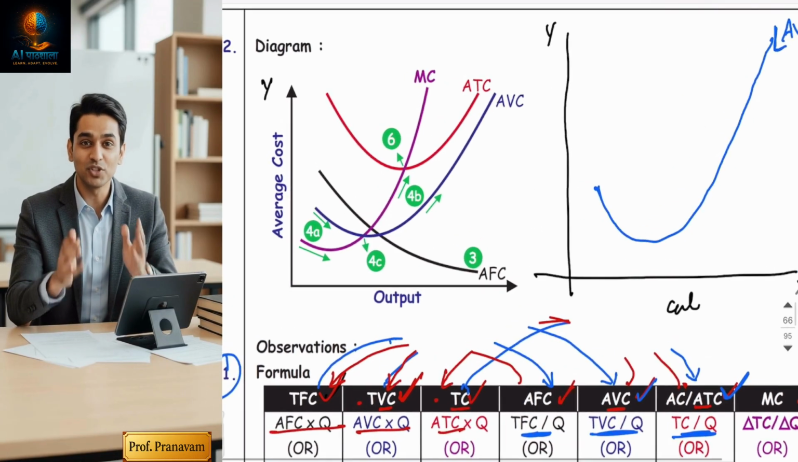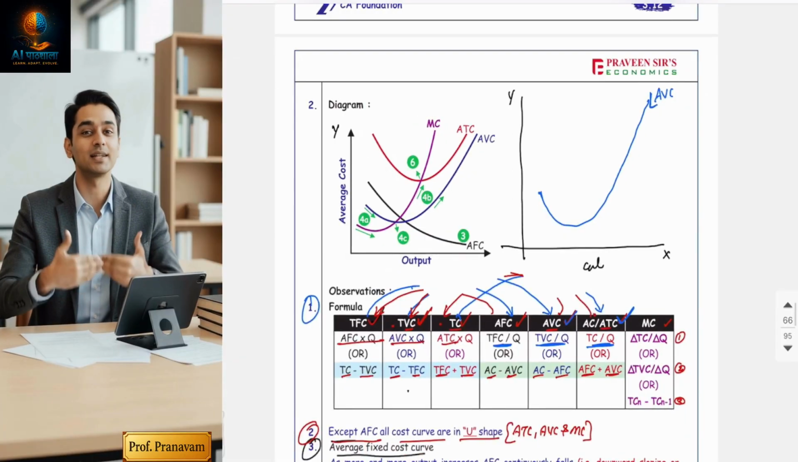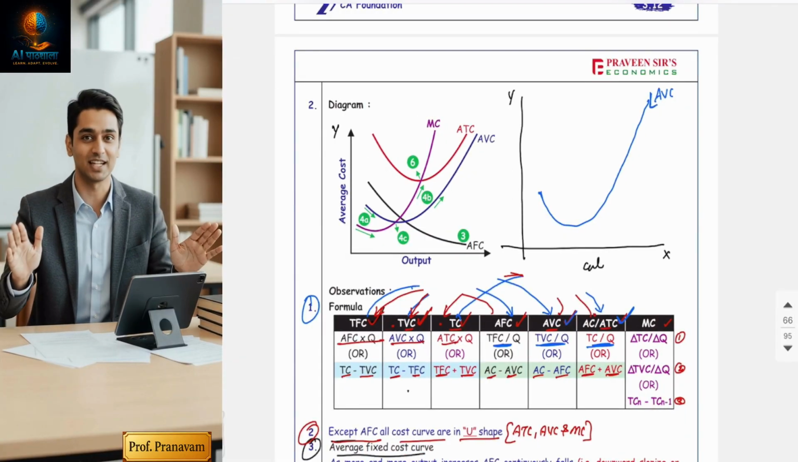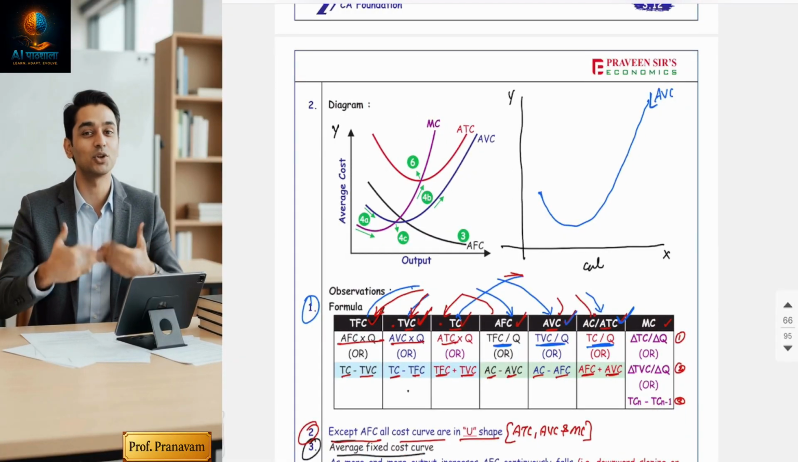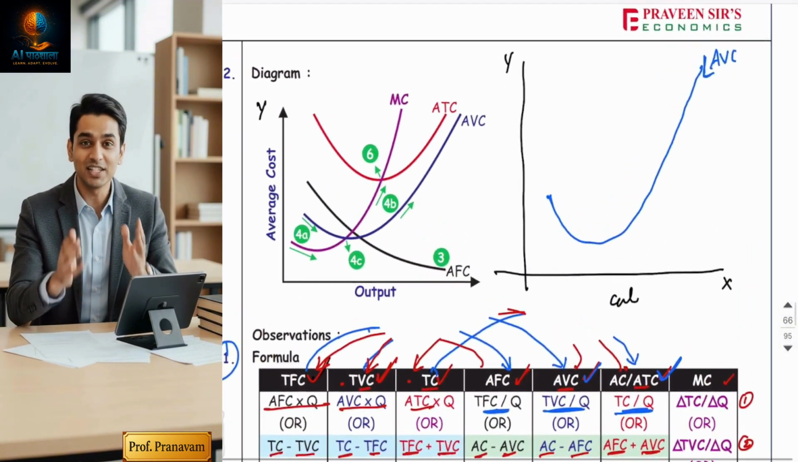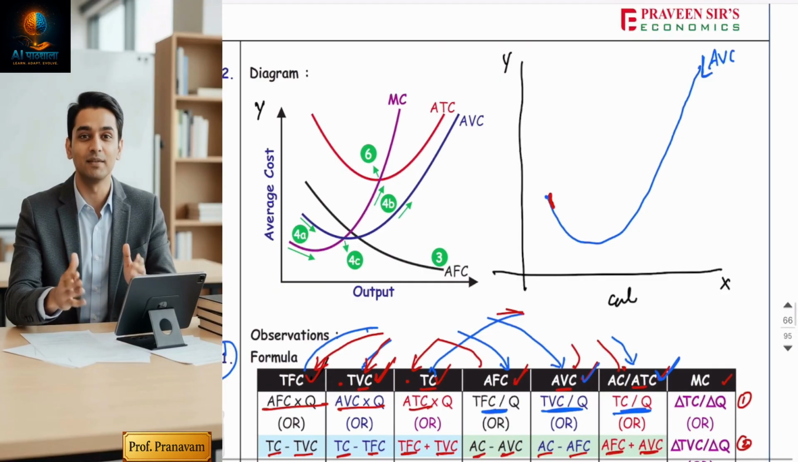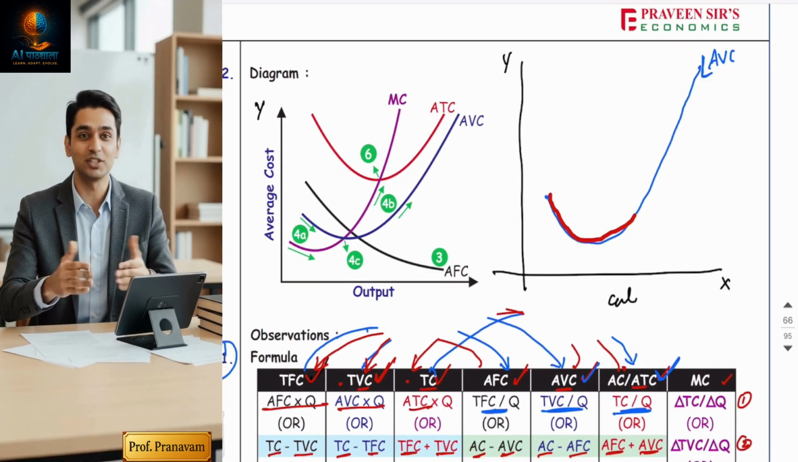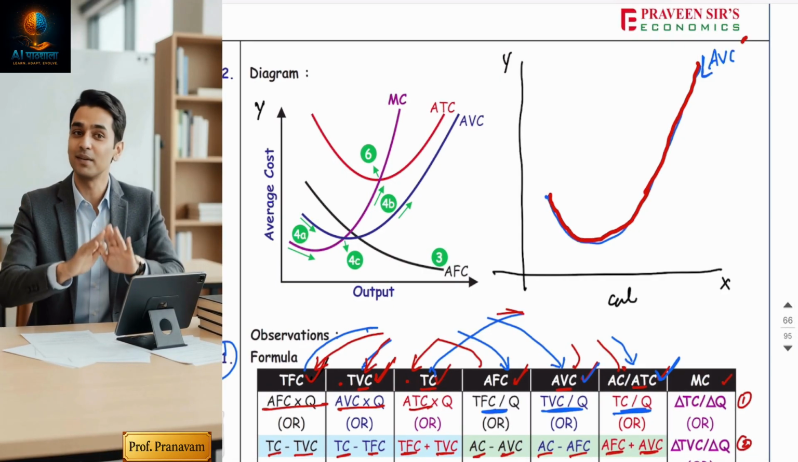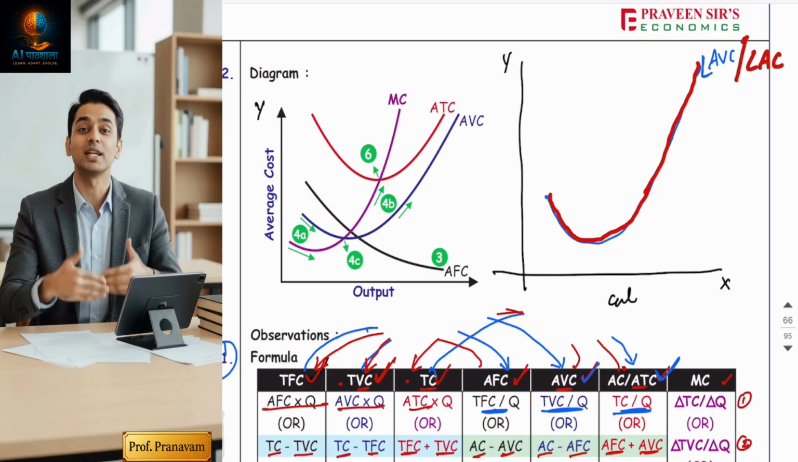Now, second, the average total cost curve. Will ATC be there in the long run? Yes, because ATC is a sum. So ATC will be there. But you know what? ATC will coincide with AC, meaning the blue curve and the red curve will merge with each other. LAC and ATC will be equal.